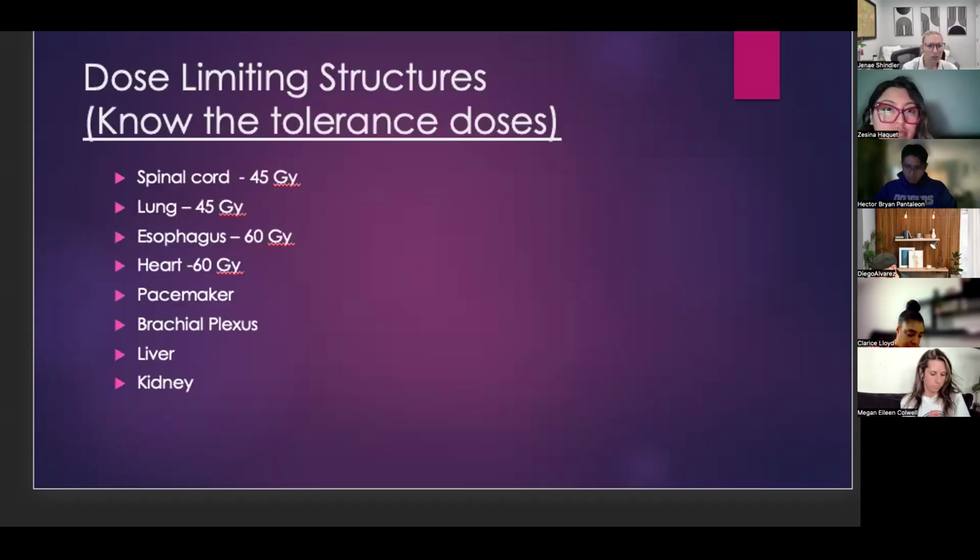Dose limiting structures. To know these tolerance doses: spinal cord 4,500, lung 4,500, esophagus 60 gray, heart 60. I'm talking gray for all these. And then, has anybody had any experience seeing a pacemaker on a LINAC?